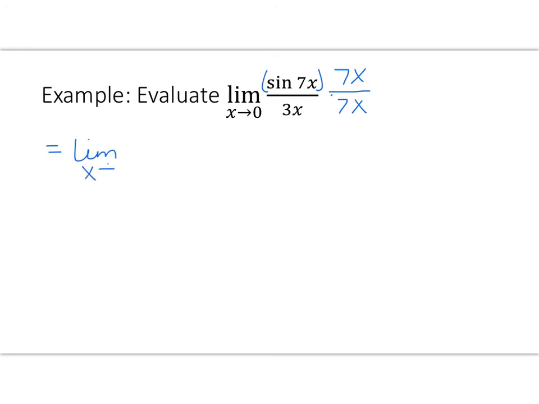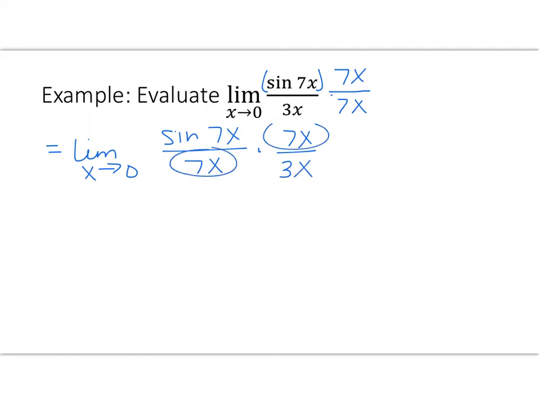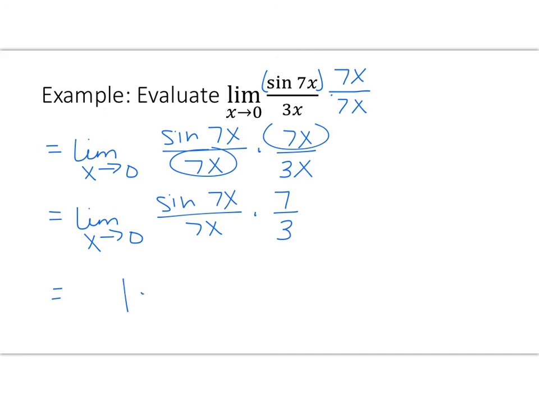So I have the limit as x approaches 0 of sine 7x divided by 7x times 7x over 3x, right? I just kind of broke that fraction up and moved them over a little bit. So I said, okay, now I can clean that up a little bit more. So this is the limit as x approaches 0 of the sine of 7x over 7x times 7/3. And now I'm going to take my limit. I know the limit as x approaches 0 of sine 7x over 7x is 1 times the limit as x approaches 0 of 7/3, which is 7/3. So this answer is just 7/3.